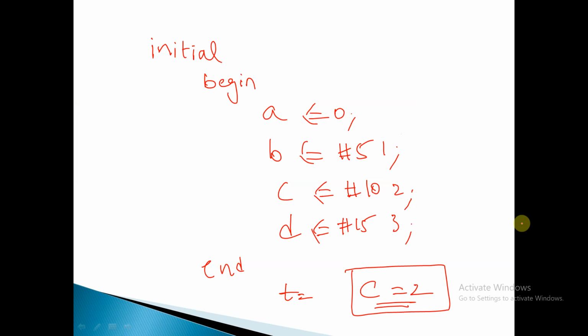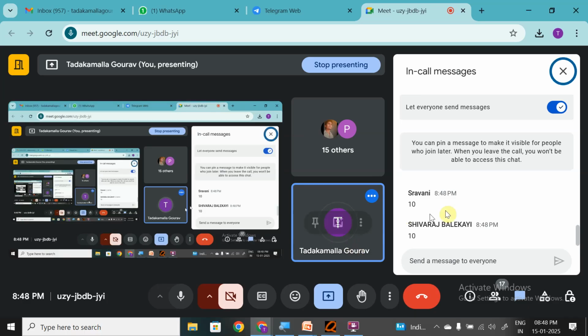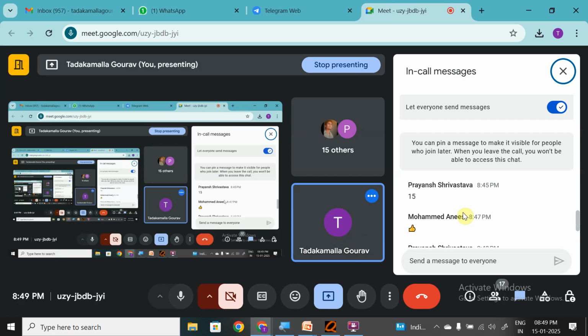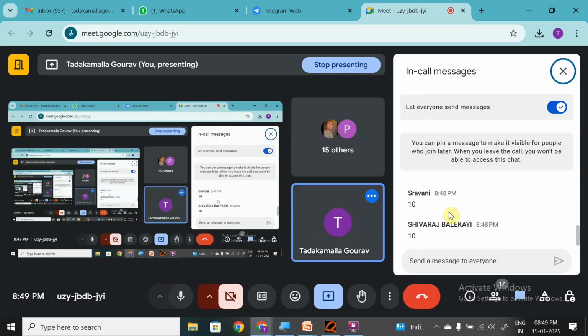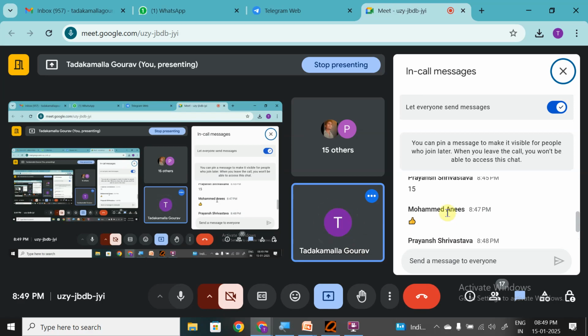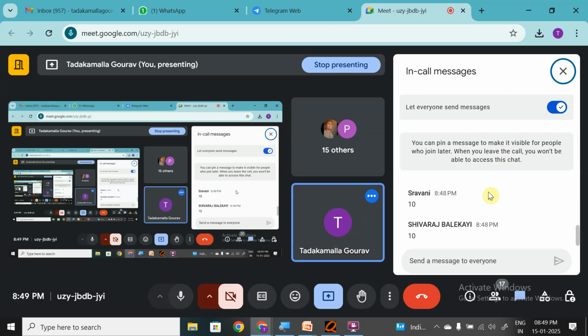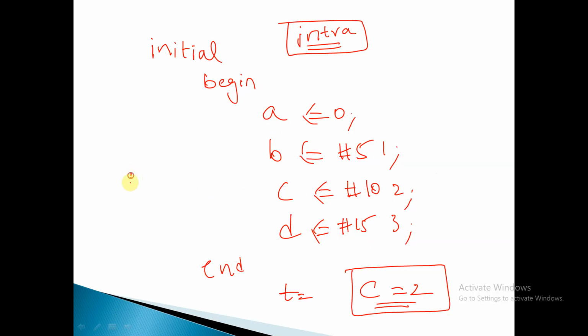After how many time units? Once see the question again. A non-blocking of 0, B non-blocking of 1, C non-blocking of 2, D non-blocking of 3. Okay, I am using intra-assignment delay. So after how many time units, my C will be equal to 2? All of you got the question right? Others, please respond. Yes. So after t is equal to 10 nanoseconds, my C will be equal to 2.